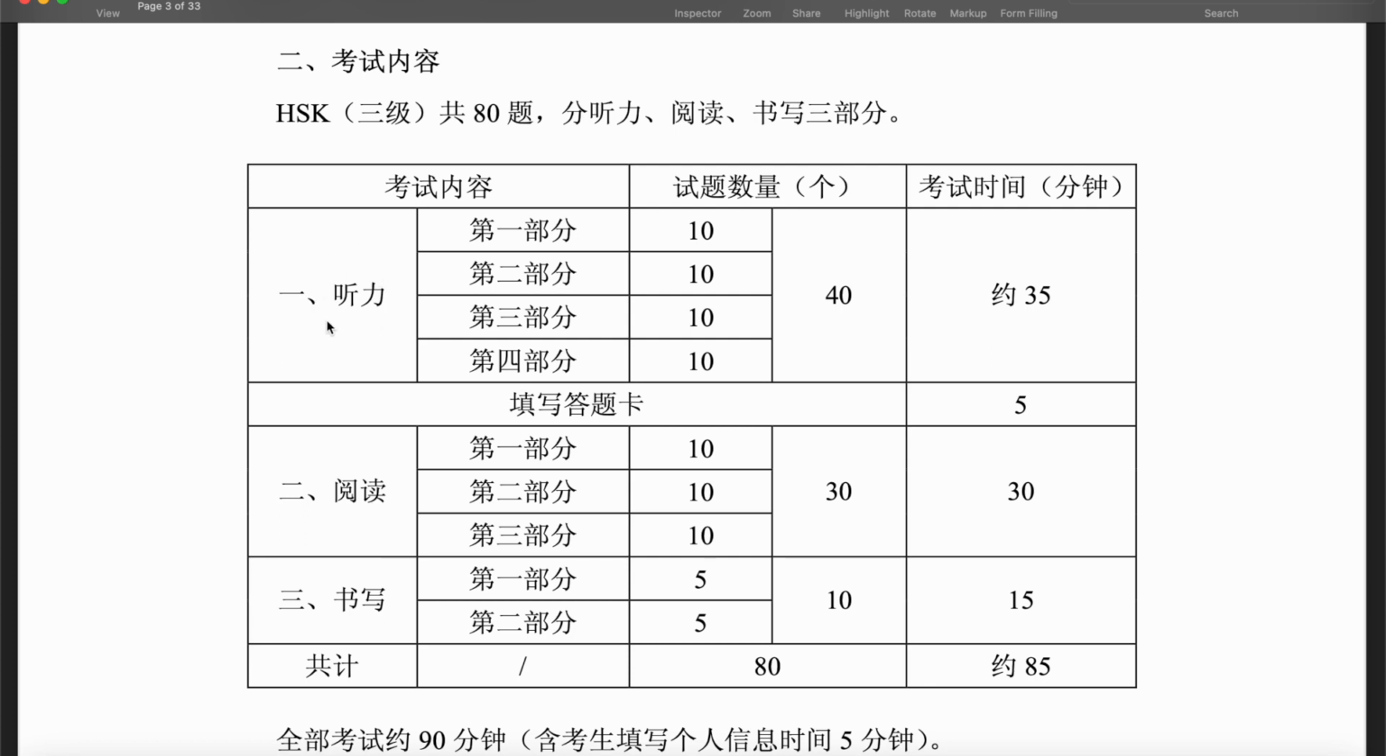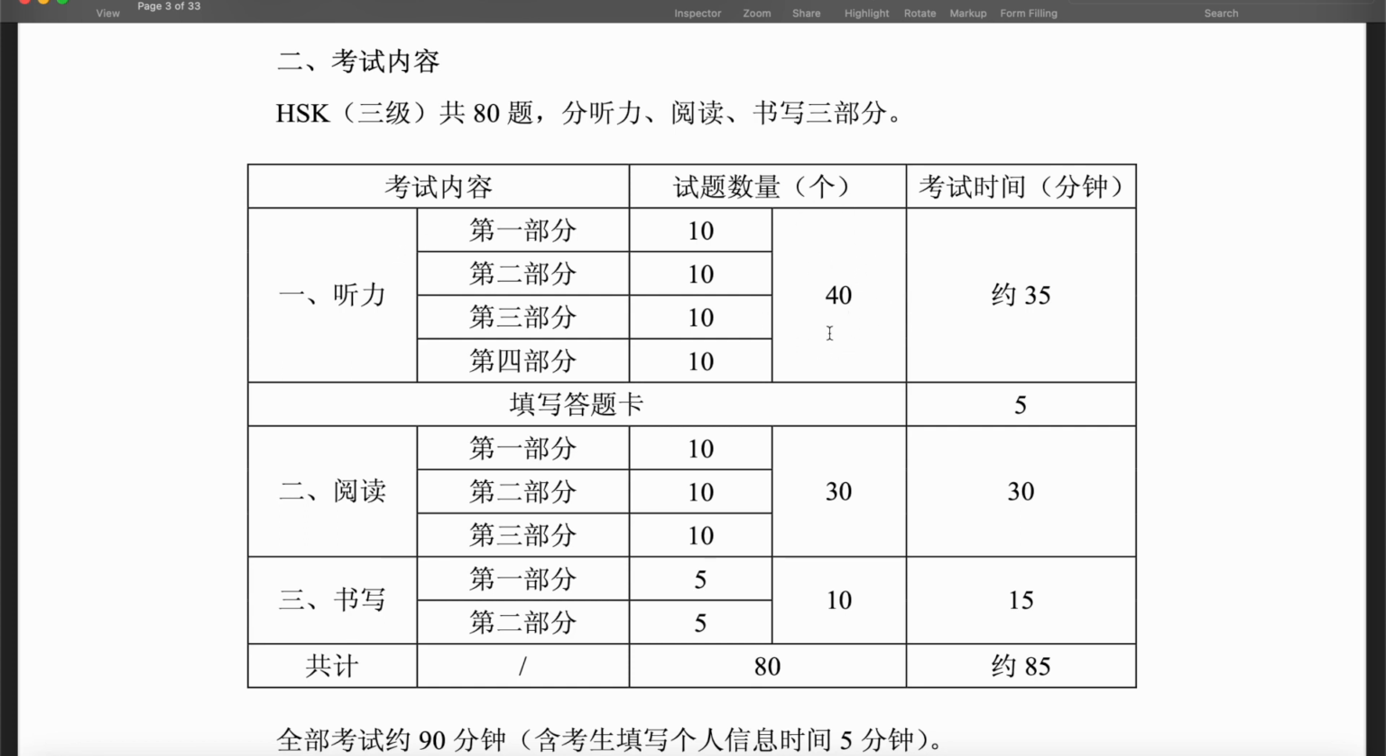The first one is listening, which is the same as level 1 or level 2. The second one is reading. Again, we had the same section in level 2 as well. Now the new part of the exam is writing. So there we have the third section, which is the writing part. So we have 3 sections here: listening, reading and writing.